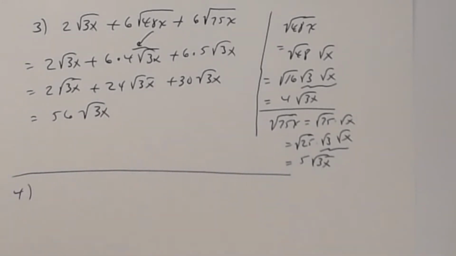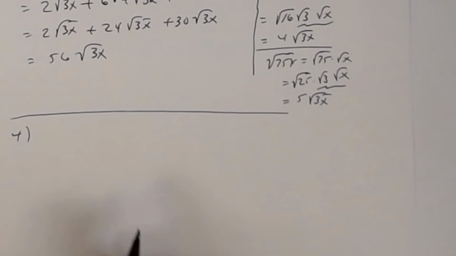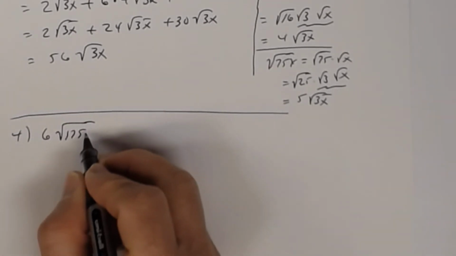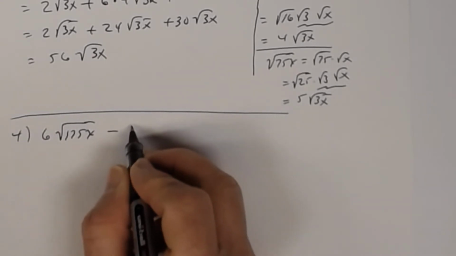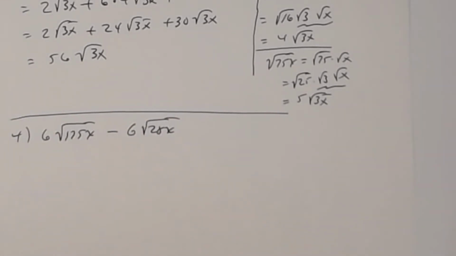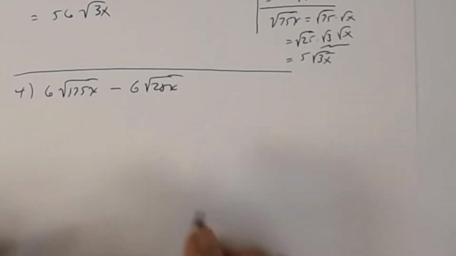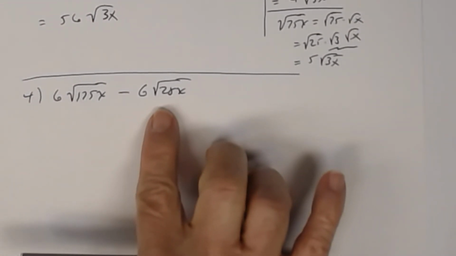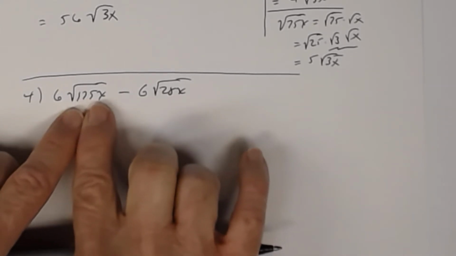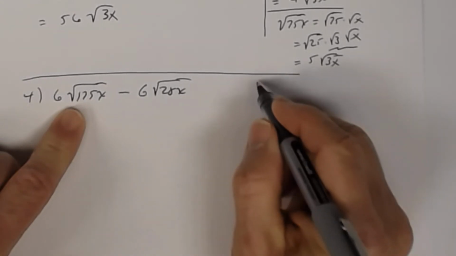Number 4, you have 6 square root of 175x minus 6 square root of 28x. All right, and so you have 2 terms. We have to simplify before we can combine. So let's talk about the square root of 175x.